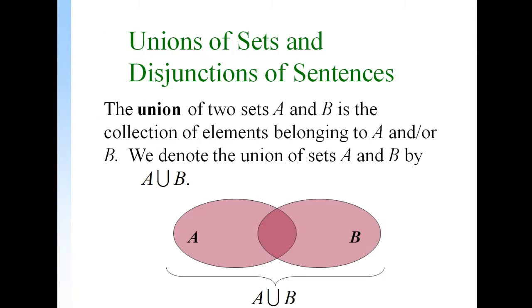The union now of sets and disjunction of sentences. Now, the union of sets is that set A and set B, even though there are some in common, because of union, and the key word for union I'm sure they're going to introduce shortly is or. The way and is for intersection, or is for union. The union of sets A and B include now all the elements.